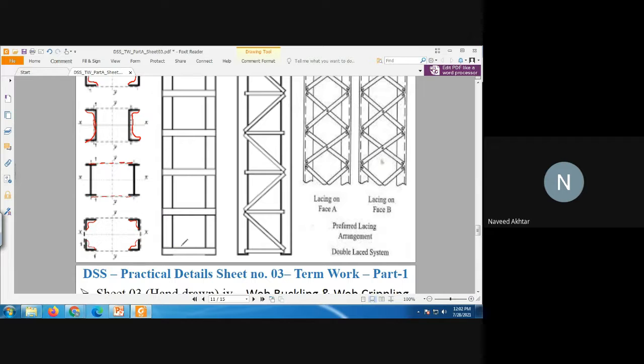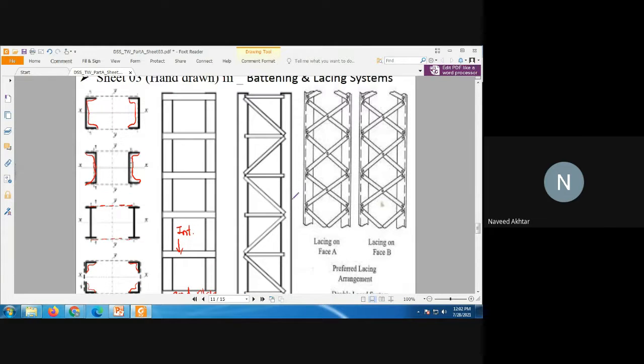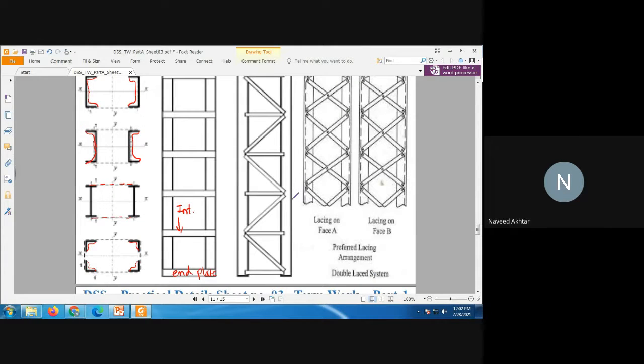So here it is end plate, end plate. This one is the intermediate plate. All these are the intermediate plates, and this system is called the battening system because only horizontal members are holding the two columns.